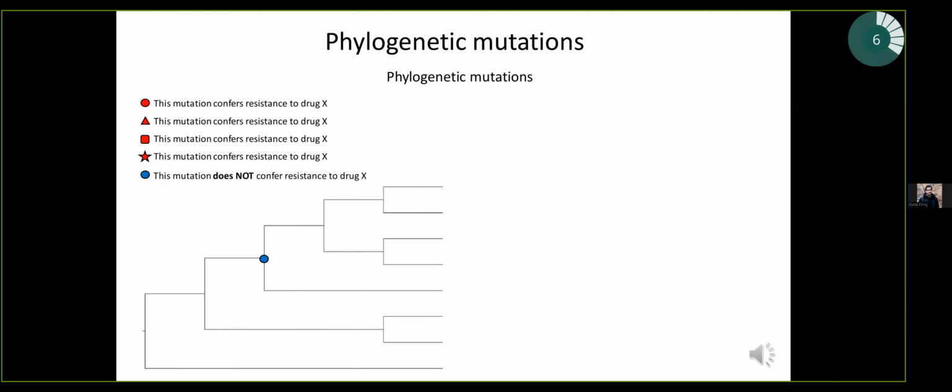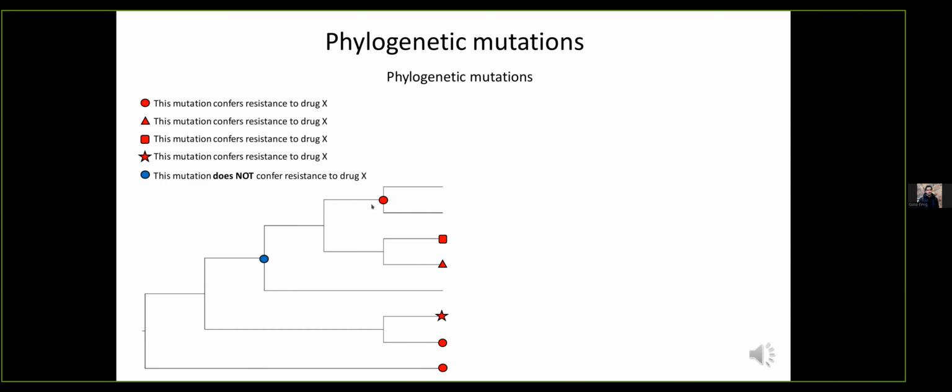Now, we are going to say that this blue mutation happened here in the phylogeny, and that these red mutations happened here in the phylogeny. You might be a bit lost so far, but I will explain what this means in a moment.